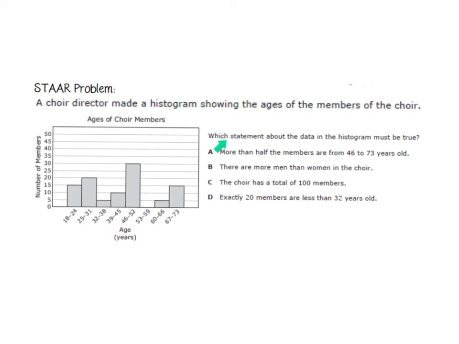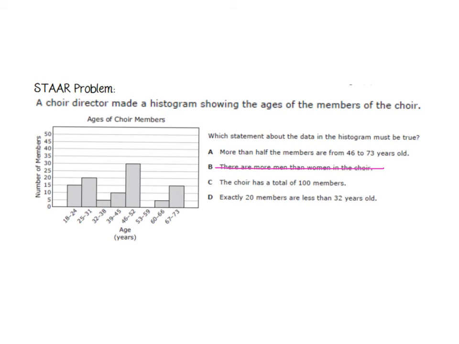ABCD. Which statement about the data in the histogram must be true? A: More than half the members are from 46 to 73 years old. B: There are more men than women in the choir. C: The choir has a total of 100 members. D: Exactly 20 members are less than 32 years old. So just by reading the chart and the questions, I can already get rid of one of them, and that would be B. Because there's no gender in this chart. So if I read my chart, I've already just eliminated one of my choices.